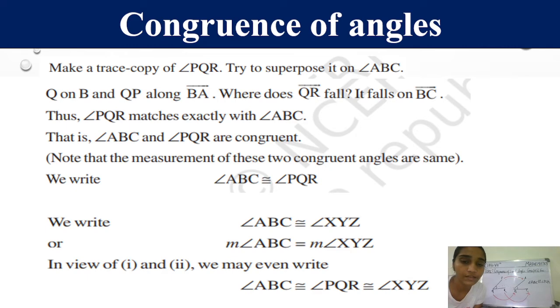So students, if we write that angle ABC is congruent to angle PQR, we can also write m angle ABC equal to m angle PQR. Why m? m means the measure of these angles, how much these angles are. Similarly, we can write m angle ABC is equal to the measure of angle PQR.